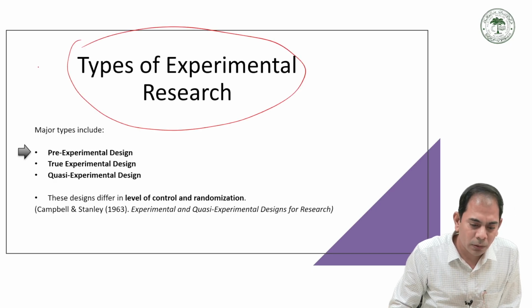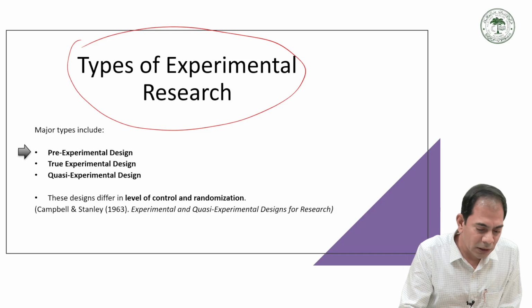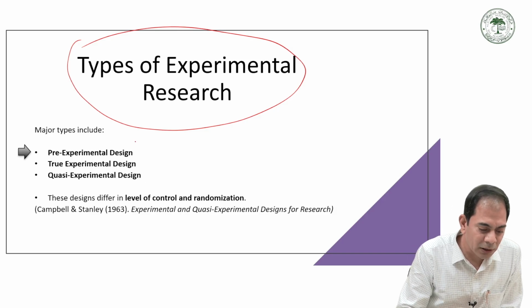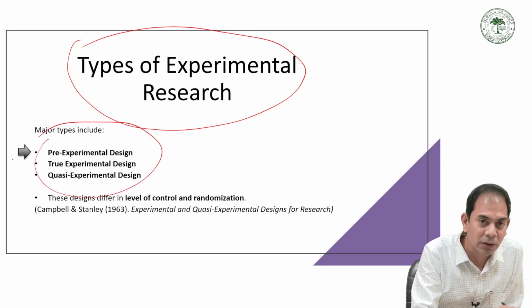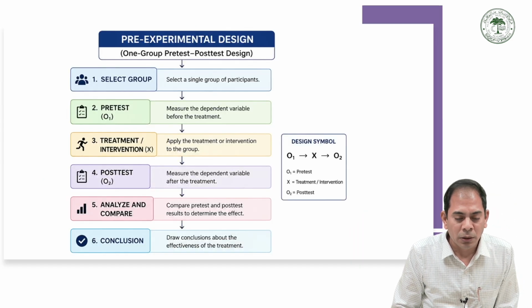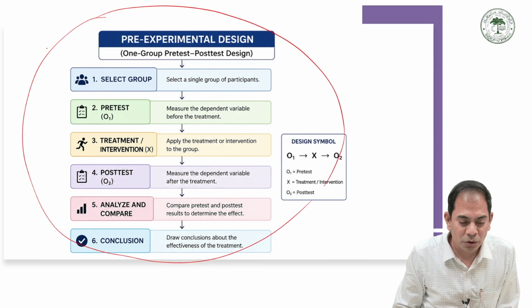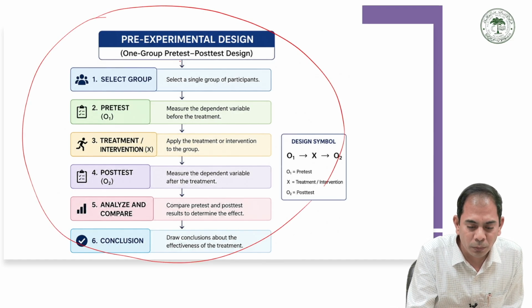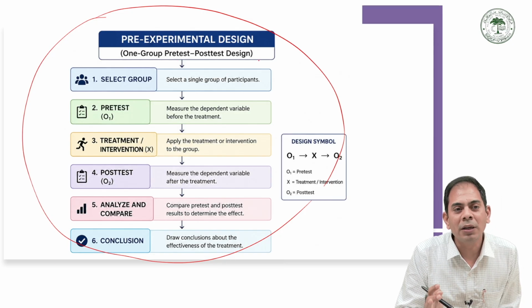Here we discuss some types of experimental research. One is pre-experimental research, second is true experimental research, third is quasi-experimental research. So there are three types of experimental research design. This is the pre-experimental research design on your screen. A one group pre-test post-test design is called a pre-experimental research design.